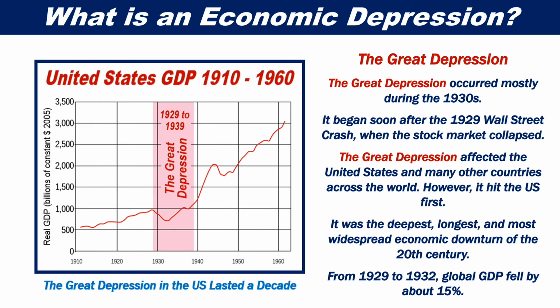The Great Depression occurred mostly during the 1930s. It began soon after the 1929 Wall Street crash, when the stock market collapsed. The Great Depression affected the United States and many other countries across the world. However, it hit the US first. It was the deepest, longest, and most widespread economic downturn of the 20th century. From 1929 to 1932, global GDP fell by about 15%.